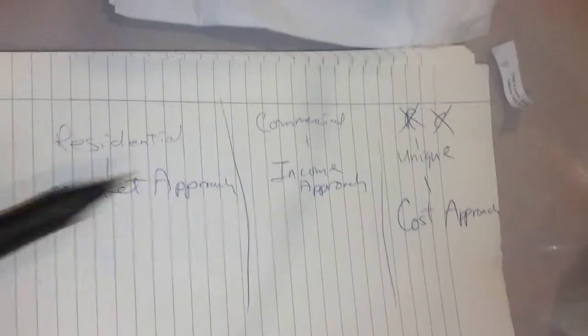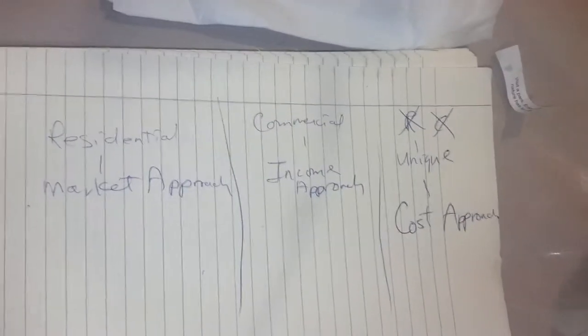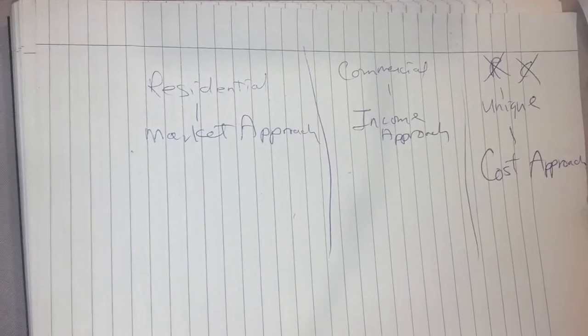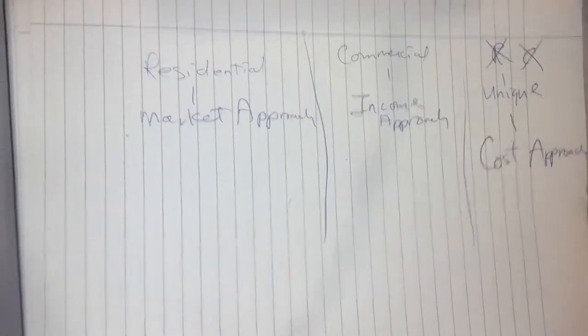This we have to memorize, because the question here is answer A, market approach, B, income approach, C, cost approach. We have a house which is a residential, which approach do we use? Market. Quite direct. However, if you mix it up, it won't work.